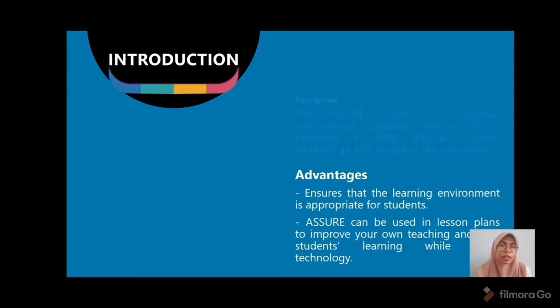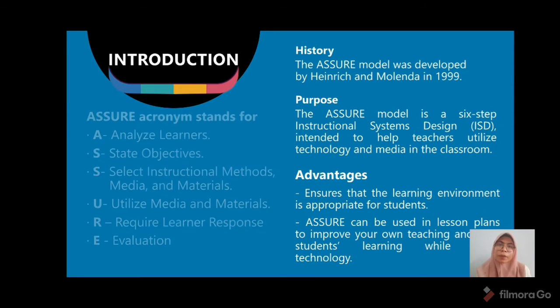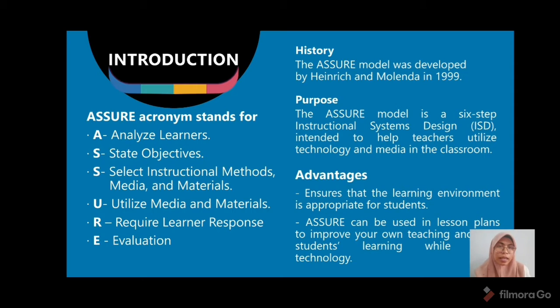So, for the introduction of the ASSURE model, the acronym stands for A: Analyze learners, S: State objectives, S: Select instructional methods, media and materials, U: Utilize media and materials, R: Require learner response, and E: Evaluation. The ASSURE model was developed by Heinich and Molenda in 1999.